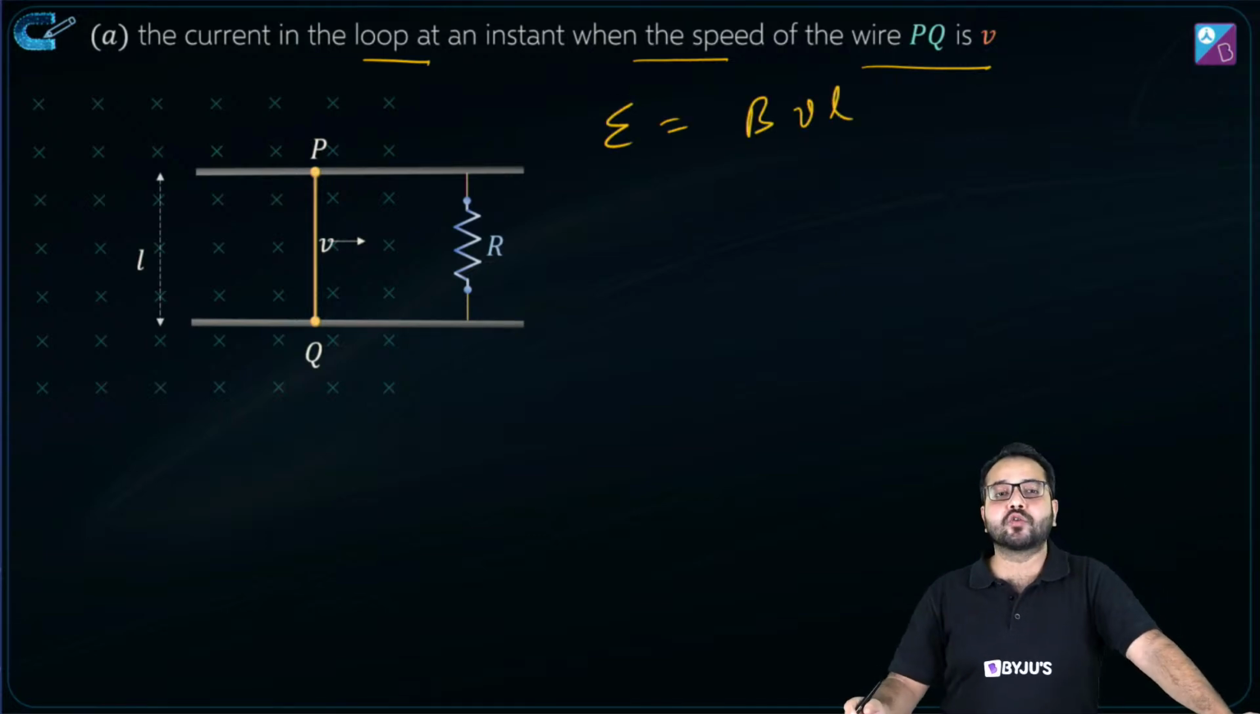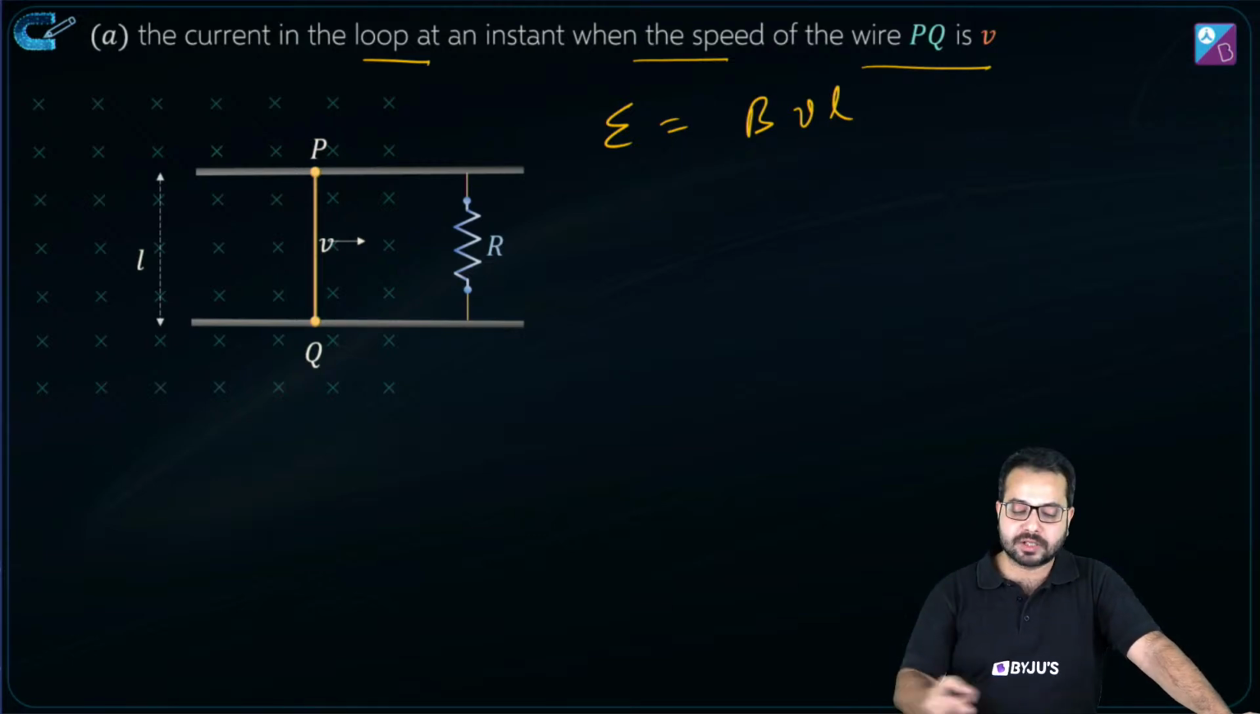But I also want to know what is the direction of positive polarity. Will P be at positive polarity or Q will be at positive polarity? Can you figure that out? Alright, I'm waiting for your answer.